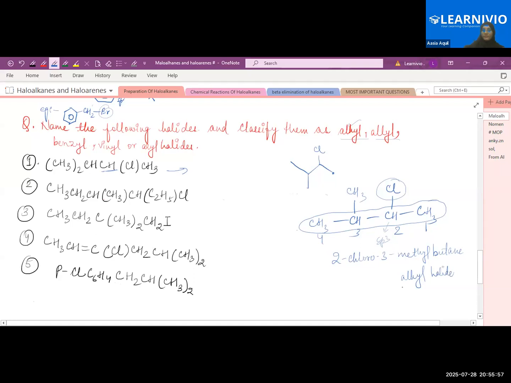Primary. Are you sure it's a primary? I explained it to you. How to check the degree? Just see this chlorine is attached to this carbon, and you have to just see this carbon. This carbon is further attached to how many groups? You can see that this carbon is attached to this group also and this group also, right? So there are two substituents over here. So it's a secondary alkyl halide, not a primary one. Clear?